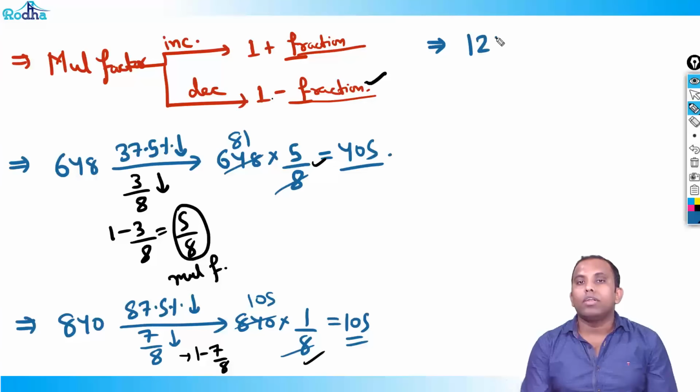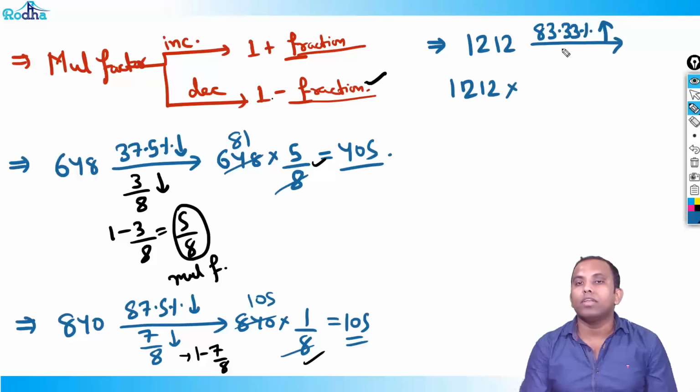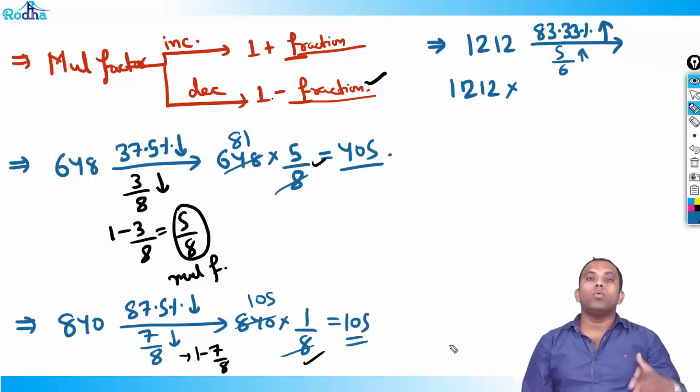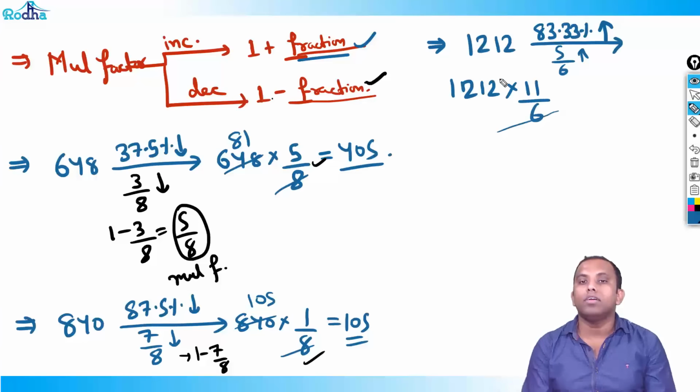Now see, 1212 when increased by 83.33%. What should I do? 1212 into, now what is the 83.33% fraction value? 5 by 6. So 5 by 6 increase. What is the multiplying factor? 1 plus 5 by 6, since it is an increase, 1 plus fraction. So 1 plus 5 by 6, that is 11 by 6. Cancelled.